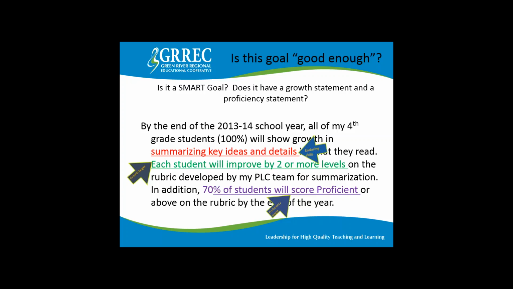So if you put your principal hat on at this point and you looked at this goal, you would want to consider, is it a SMART goal, and does it have a growth statement, and does it have a proficiency statement, okay? So you can see there in red, it is summarizing key ideas and details. That is the enduring skill. The growth target: students will improve two or more levels on that rubric. And then the proficiency target is 70% of students will score proficient.